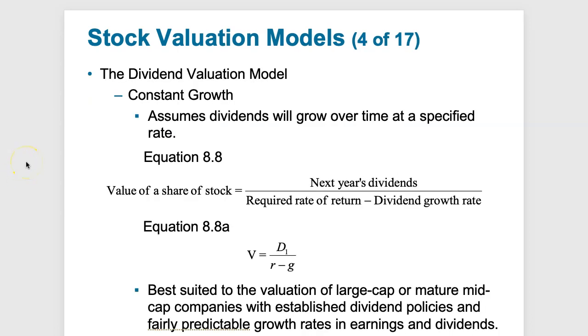Now, for constant growth, some companies do strive to grow their dividends at a consistent percentage. So they might say, we forecast growing our dividends at 2% over the next 20 years. If we want to calculate the value of a stock price, we can take next year's dividend divided by the required rate of return minus the dividend growth rate. This is going to give us a more accurate stock valuation based on growth rates of a dividend.